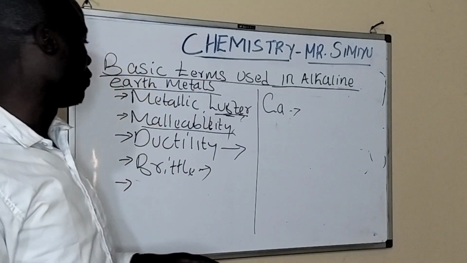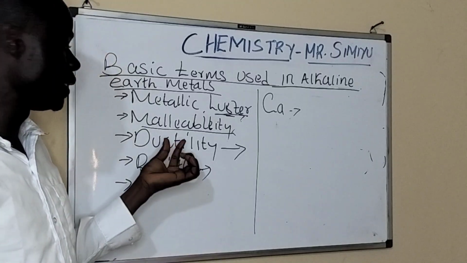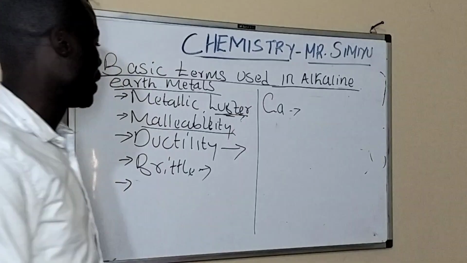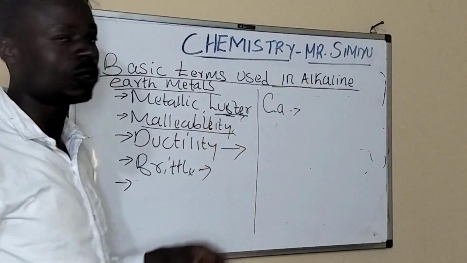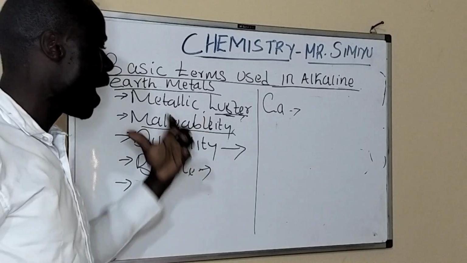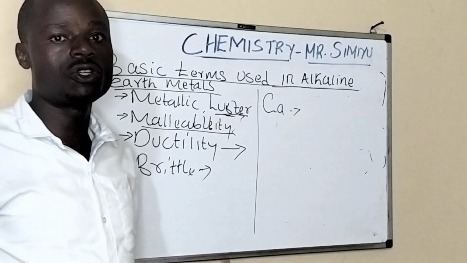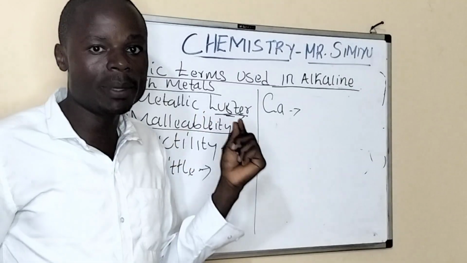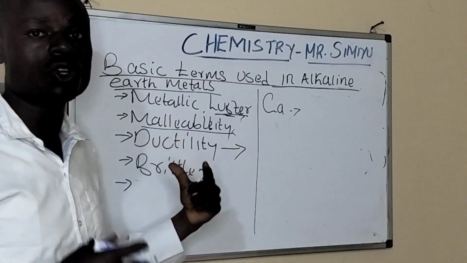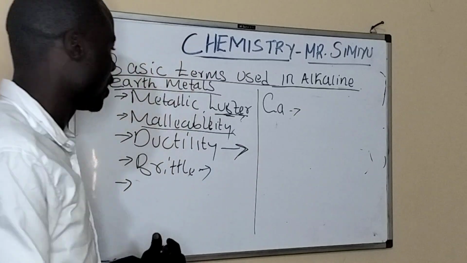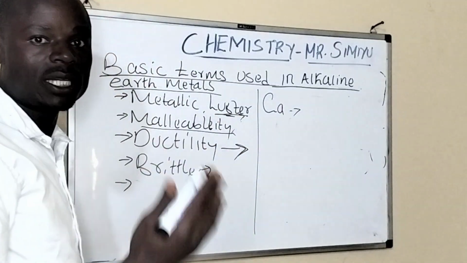Let's move on to another term called ductility. Ductility is one of the terms used in alkaline earth metals. We have said that ductility is the ability of the metal to be drawn into wires. Magnesium is one of the metals in alkaline earth metals that can be drawn into wires. Why? Because of the arrangement of the particles of that element.